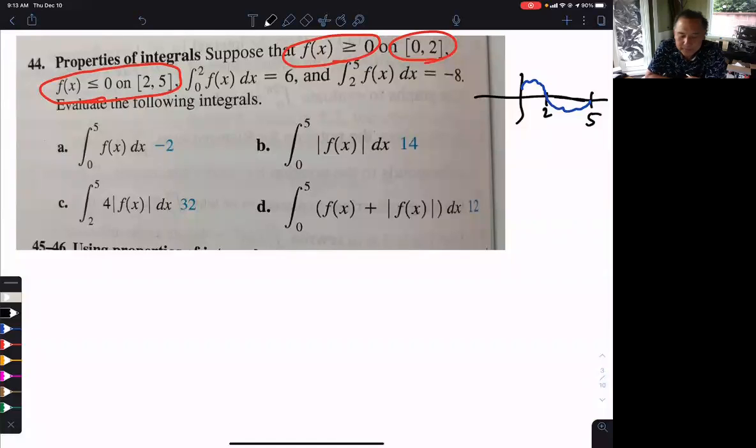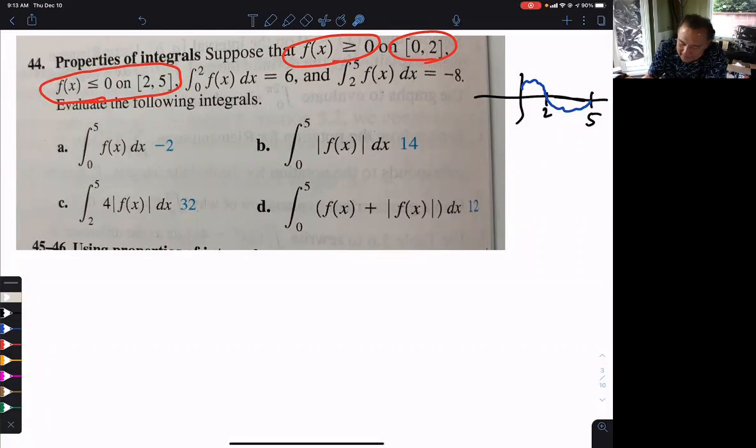So this is 5.3, number 42. They tell us the function is positive from 0 to 2. So I drew a random function. I don't know what it looks like, but that's my function. And then from 2 to 5, it's negative, so I drew it below.